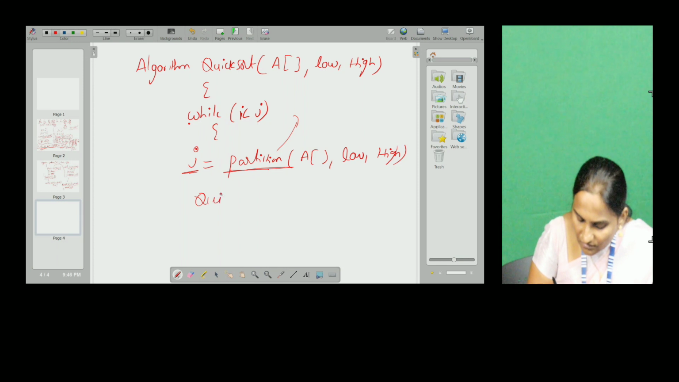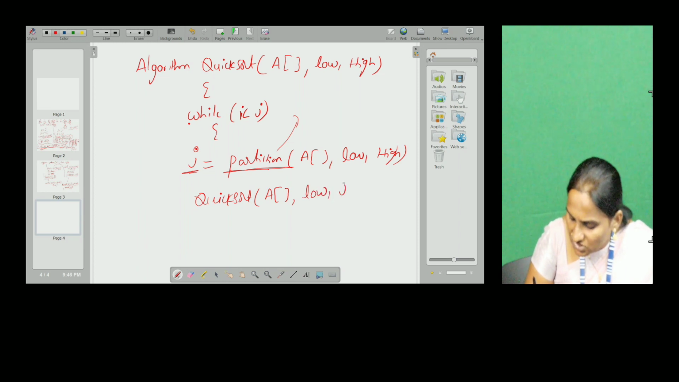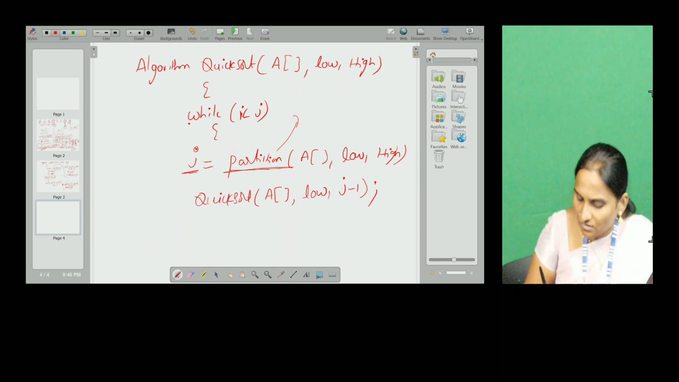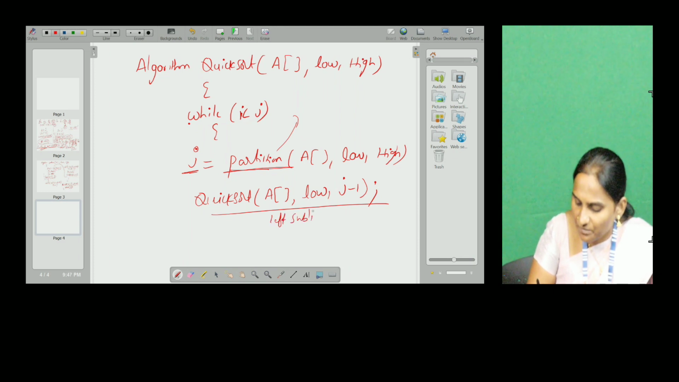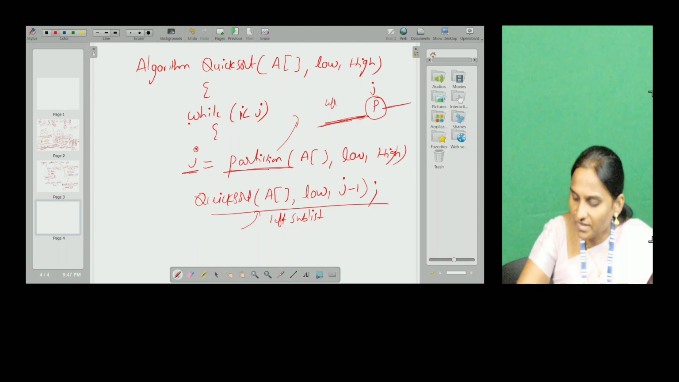So first for the left part, QuickSort of array low comma j minus 1. So this one is the left sublist. Again we will apply the QuickSort for the left sublist. So for example, the pivot element index is j. Before the pivot element, the list of elements are left sublist elements. After the pivot element, elements are right sublist elements.